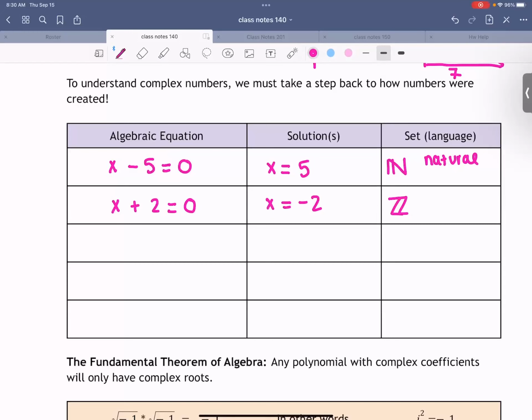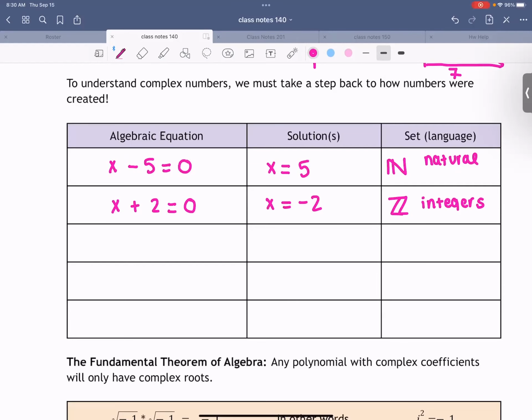It's denoted by a Z, which is kind of weird because they represent the integers. Okay. Anyone know why it's a Z? All right. I think integers were developed primarily by the Germans, and they called integers Zahlen. So that's why it's a Z.